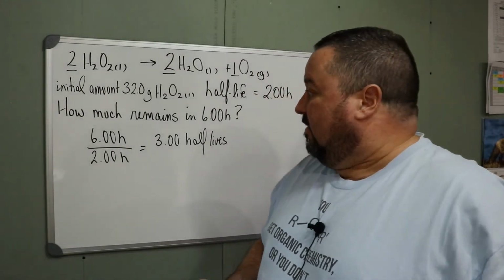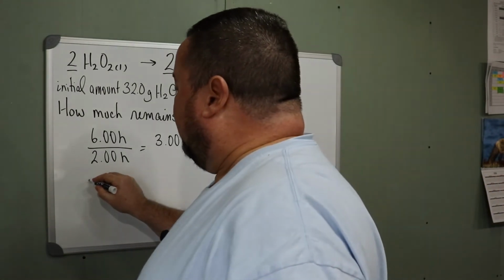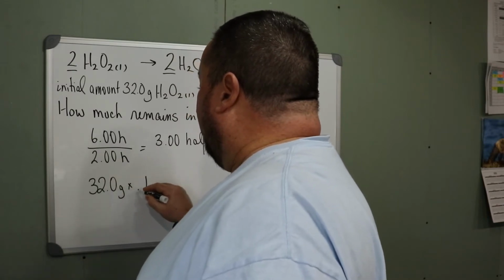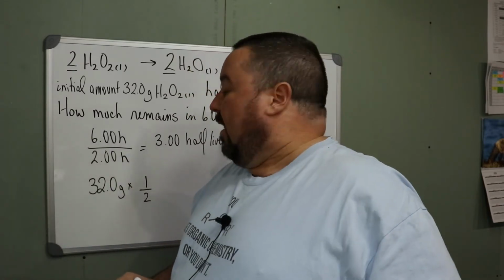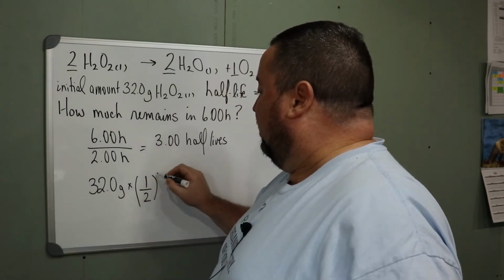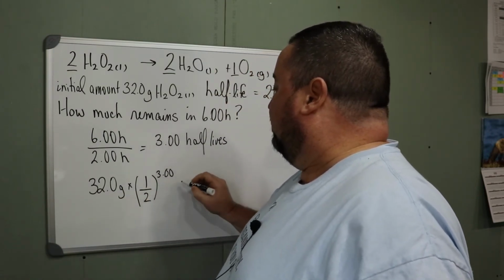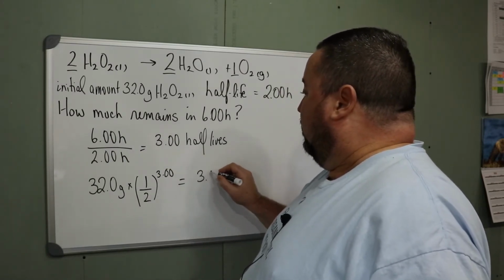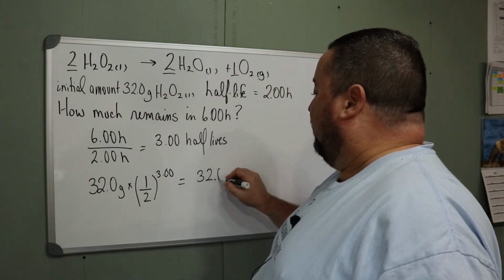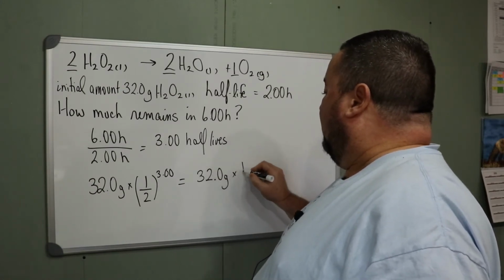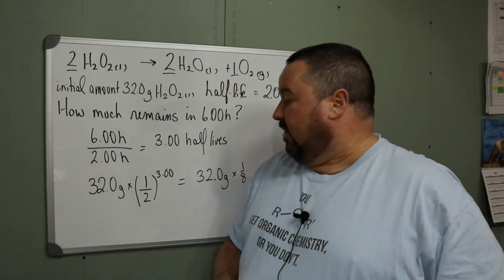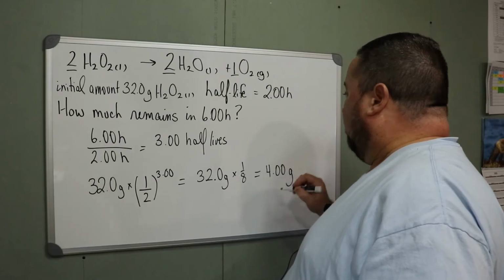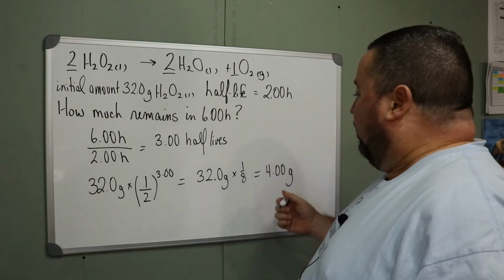So I can then say, well, if I take my total amount, 32.0 grams, and multiply by 1/2 raised to the power of the number of half-lives, 3.00. In other words, I'm going to have 32.0 grams times 1/8 to 3 significant figures, or 4.00 grams. So that's one way I could do this problem.